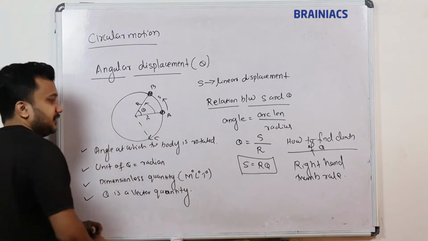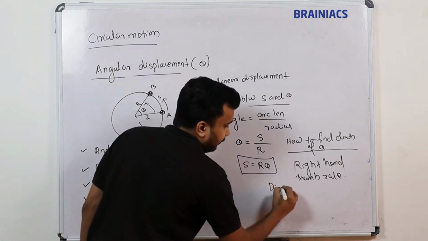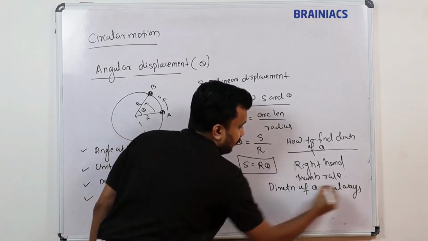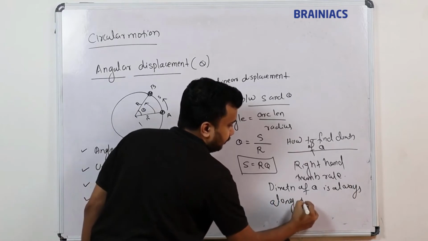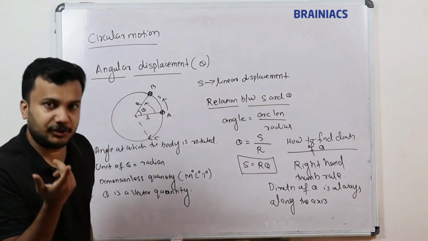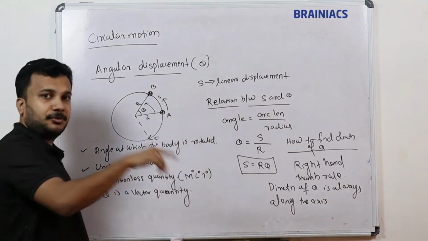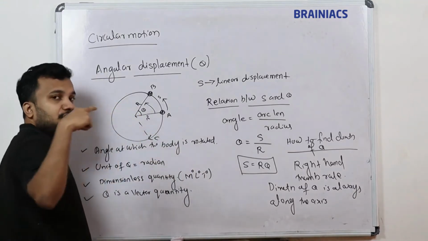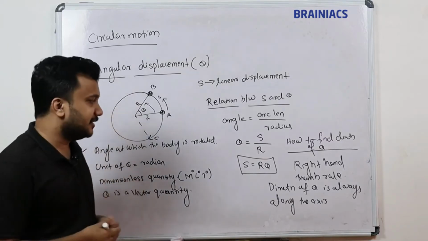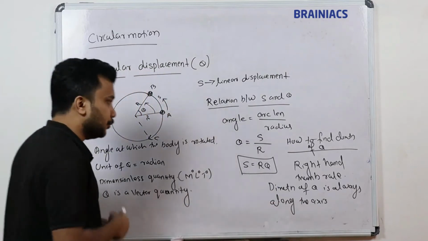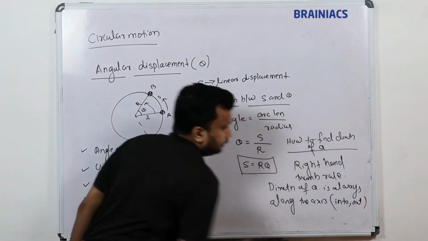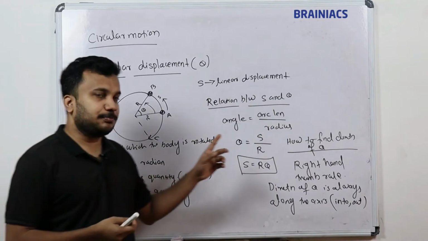So in short, I can say the direction of theta is always along the axis. Along the axis means either it is inside or outside. That I don't know; you have to use the right hand thumb rule. But one thing I can say, it is always towards the center. If it is always towards the center, then I can say that position is called along the axis. So along the axis there are two possibilities: either it is into or it is out. Okay, so my statement is absolutely correct.